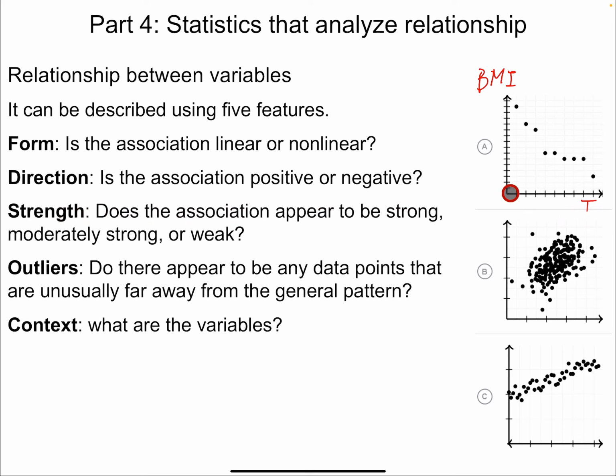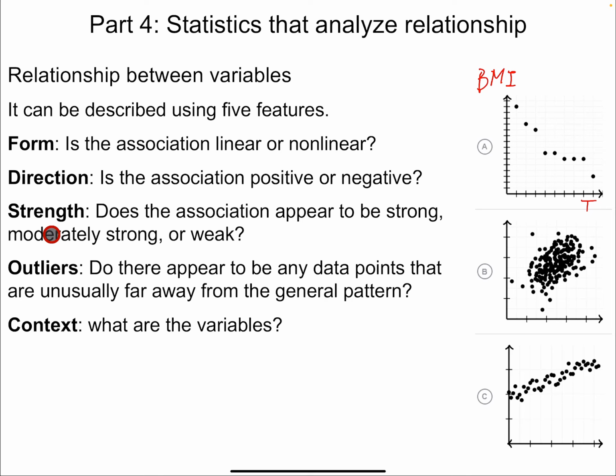There doesn't appear to be any data points that are unusually far away from the general pattern. We say this data set does not have an outlier. This is an outlier. Students can practice these 5 features using the other 2 charts. Today, we will focus on the strength.